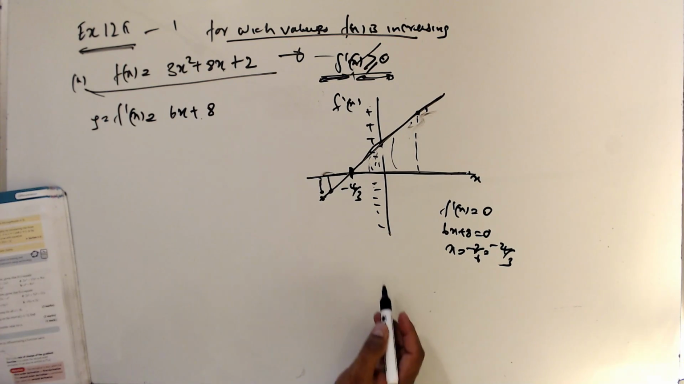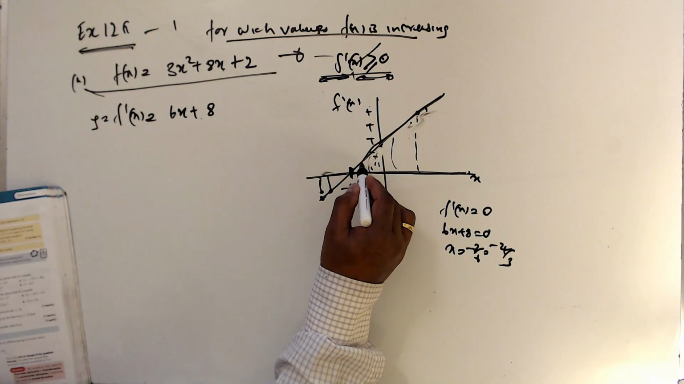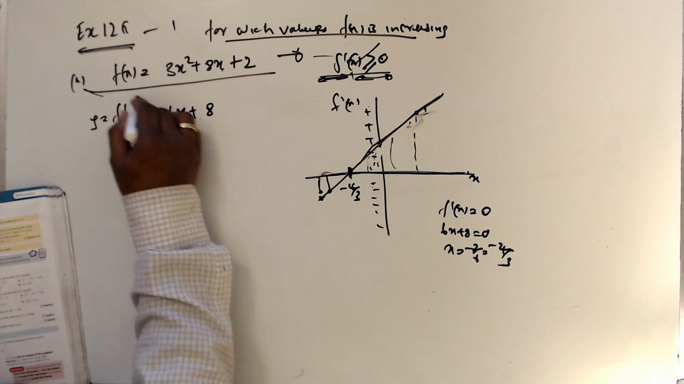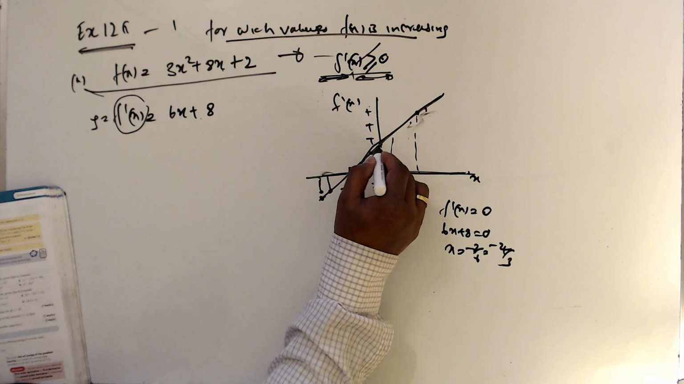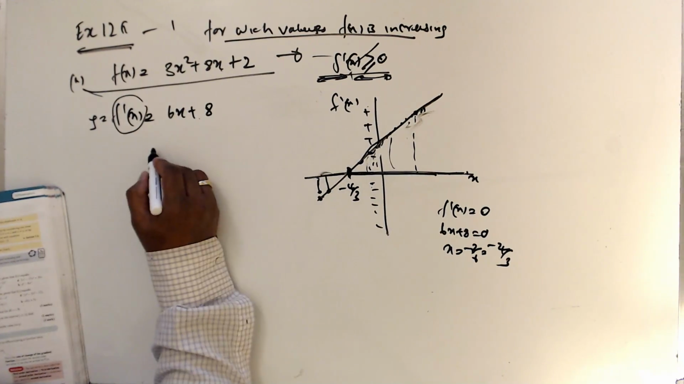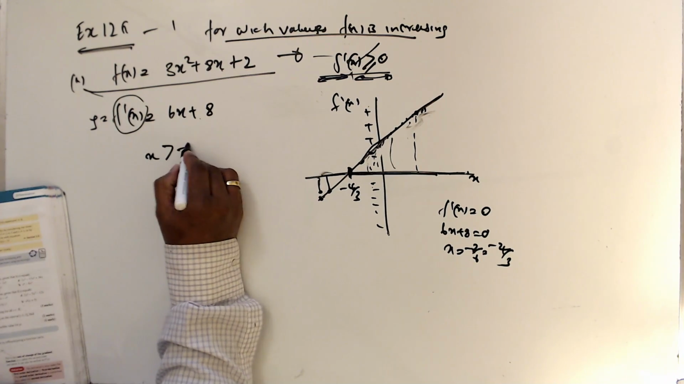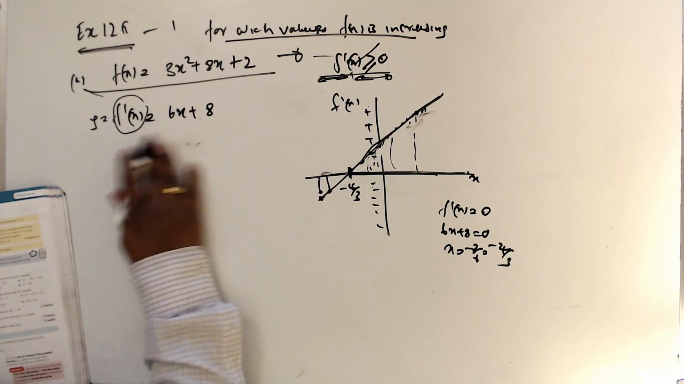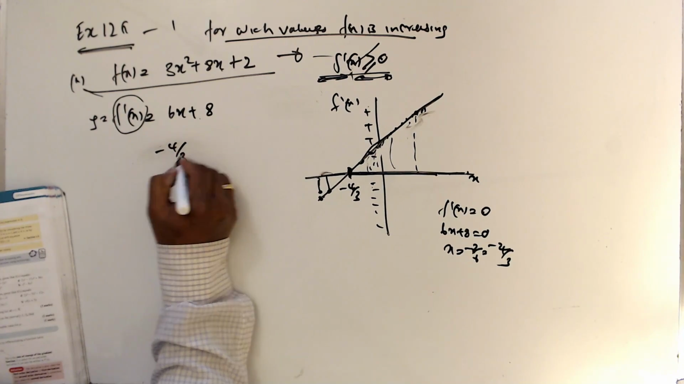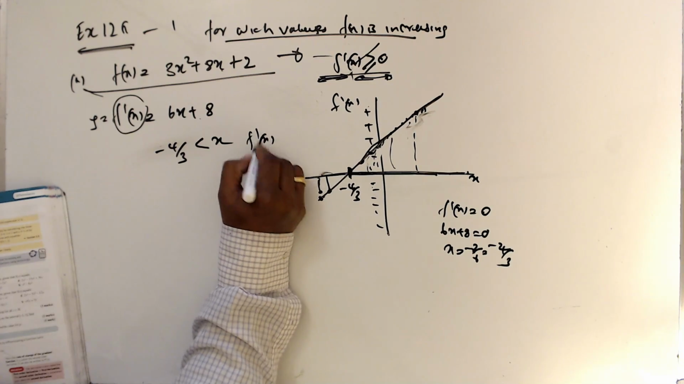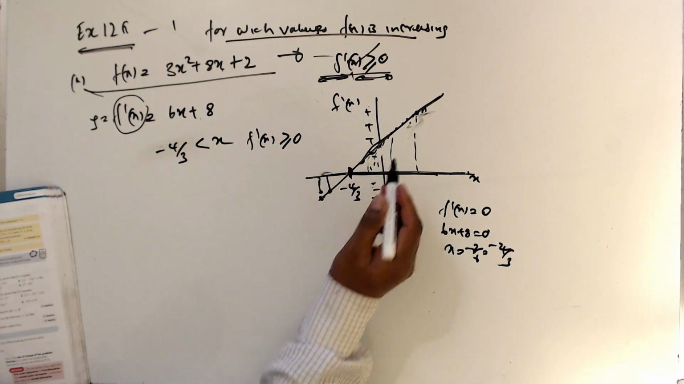Now you can see that the f'(x) value is all positive after, for x greater than minus 4 over 3. Or you can write it like this as well: x greater than or equal to minus 4 over 3, f'(x) greater than or equal to 0.